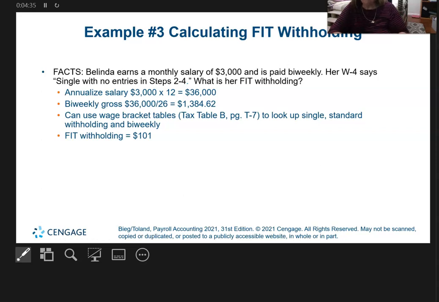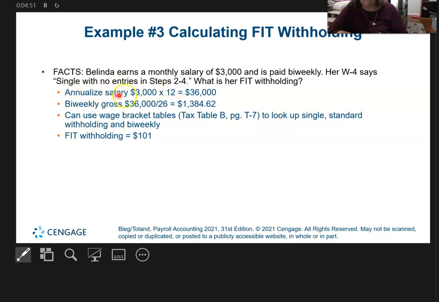Okay, this is video number 5. I'm still showing you 2 more examples on how to calculate FIT withholding. Here's the fact. She earns a monthly salary of $3,000. She's paid biweekly. Her W-4 says single with no entries.